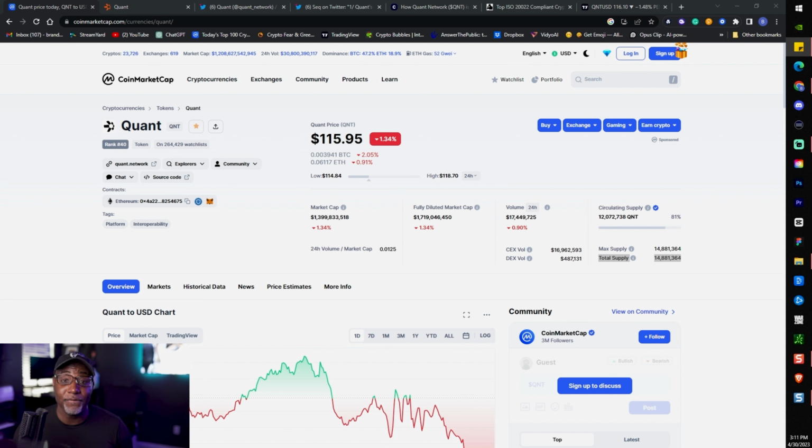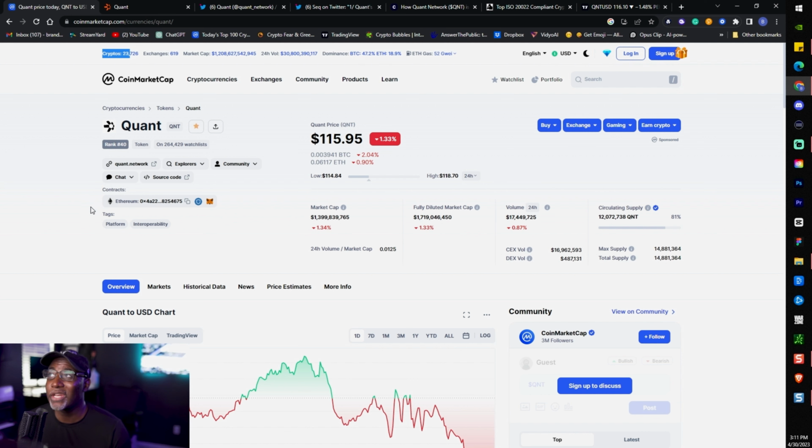I like Quant very much so. If you're in my Discord, you already know how much I am dedicating as far as my initial investment in Quant. I'm going to share that with you guys at the end as well. But, hey, since we're on CoinMarketCap, you can see right now Quant is trading roughly about $115.95. They're 40th out of 23,000 cryptos. They're ranked 40th, right? Been around since 2018.